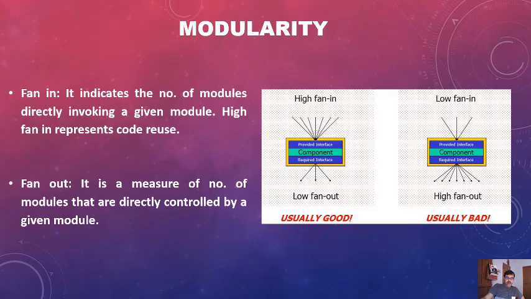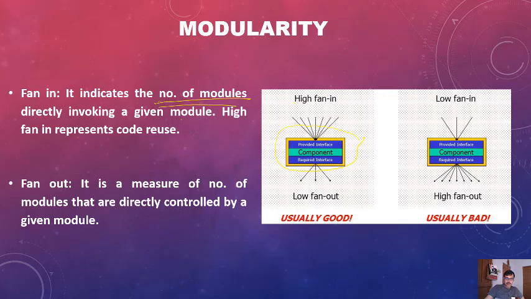Now, fan in and fan out: these two ideas help your system achieve a good, understandable, neat and clean decomposition of the whole system. So what is fan in? It indicates the number of modules directly invoking a given module. This is the given module.